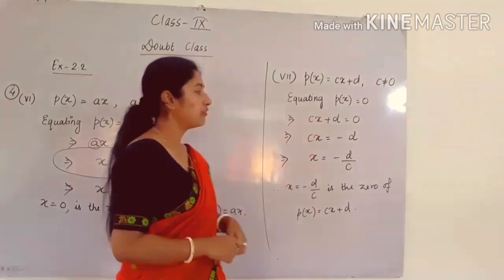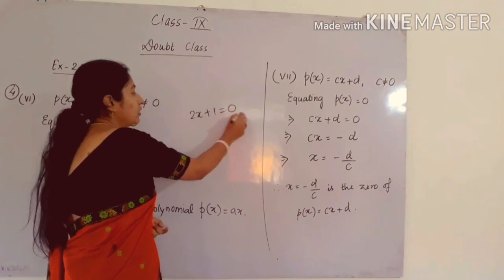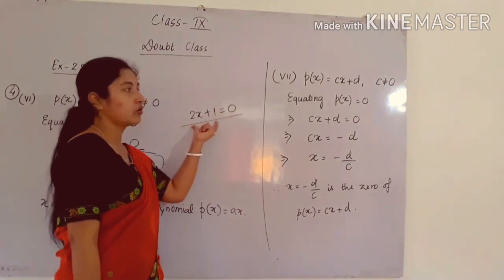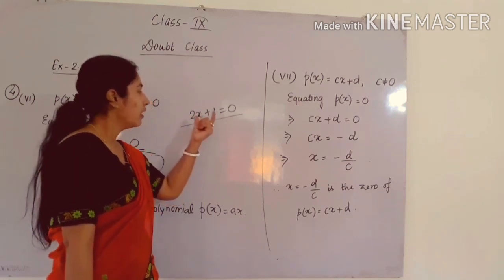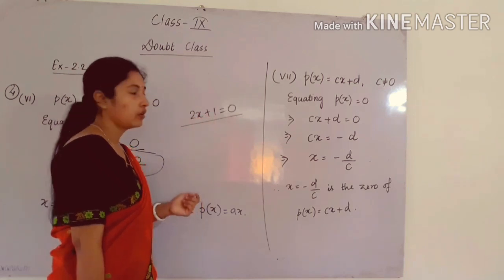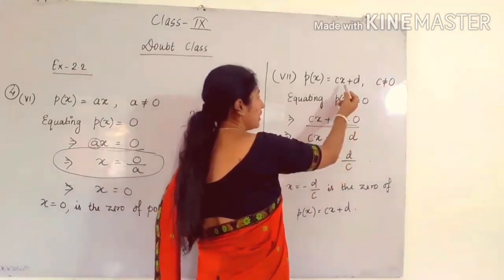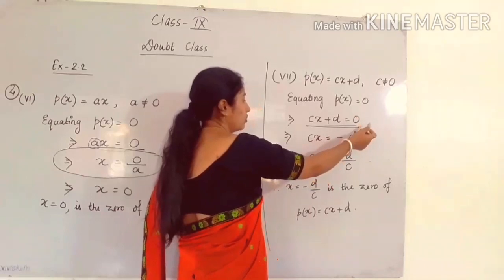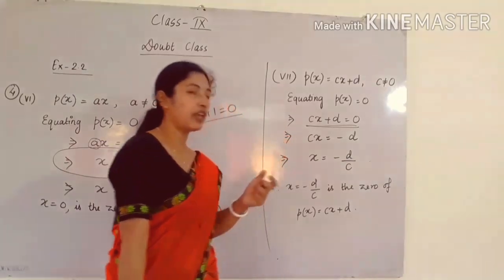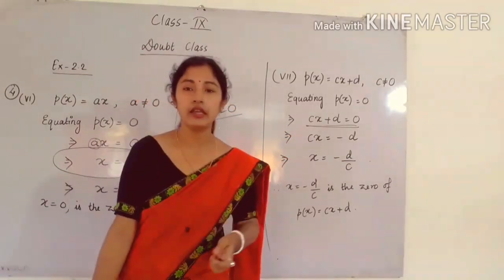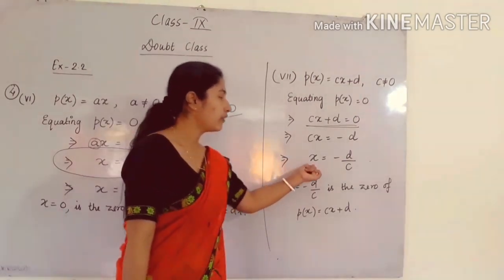Minus d. Remember, if there is any question like this, suppose 2x plus 1 equal to 0, this is the same as this equation. Okay, this is a what? This is a linear equation. As you can see, the degree of x is 1. So this is a linear polynomial, and when we are equating it to 0, it becomes a linear equation. So now you have to find the value of x, and as you know, in a linear equation you will get only one solution. So you will get only one value of x.